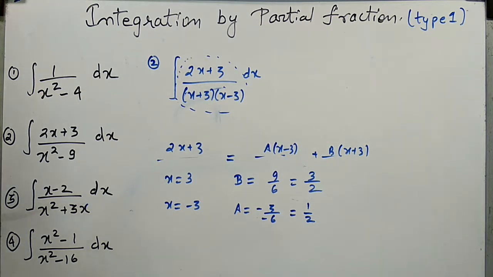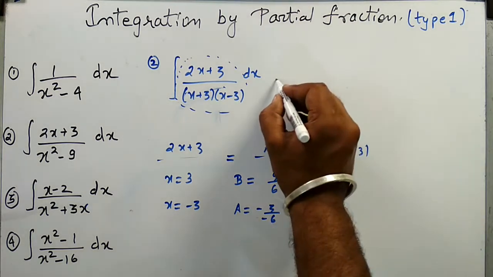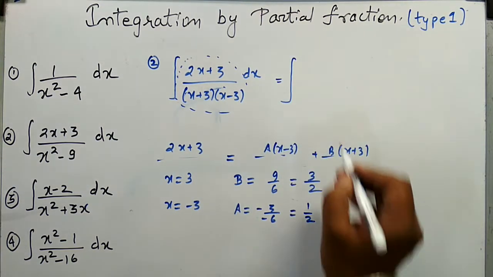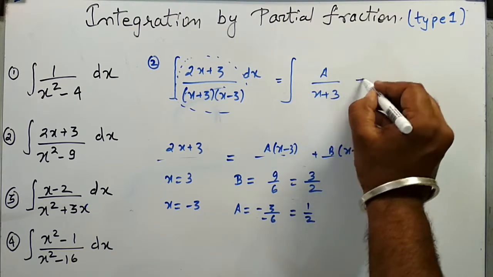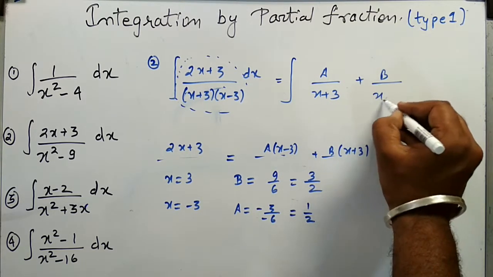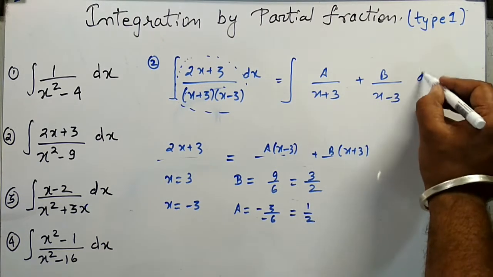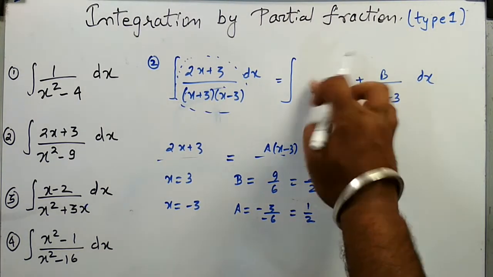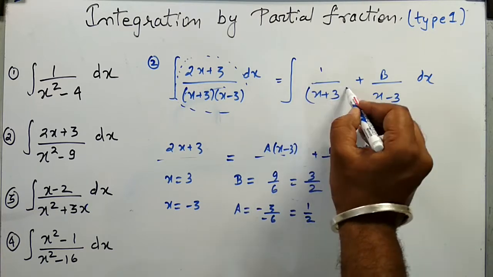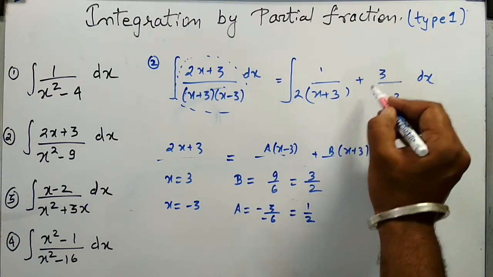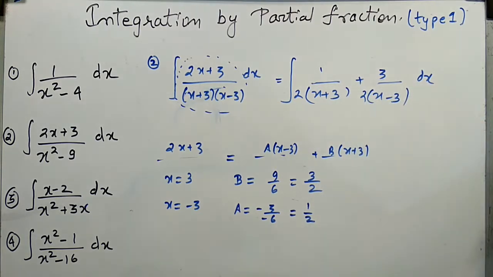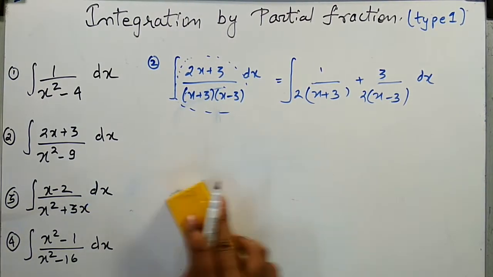Okay, so b is equal to 3 by 2 and a is equal to 1 by 2. So the partial fraction of this would be a by x plus 3 plus b by x minus 3 dx. In place of a, we are writing 1 by 2, so I'm writing here 1 by 2. In place of b, we are writing 3 by 2.